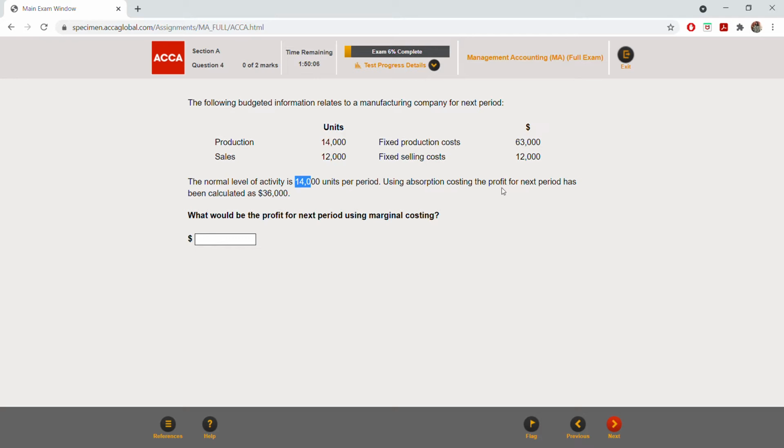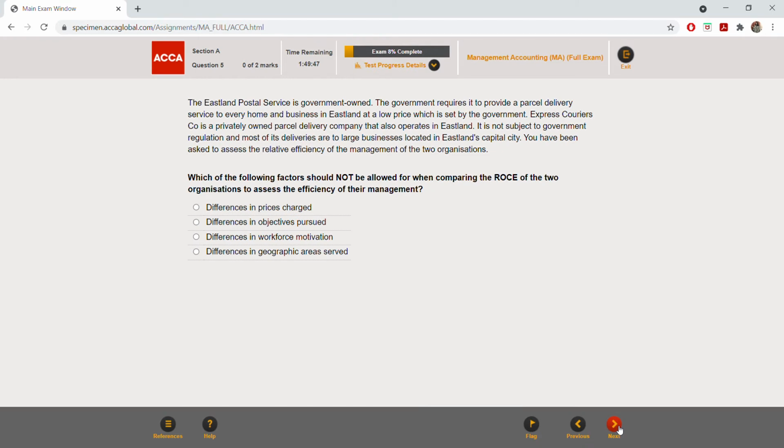Here they have given you the profit under absorption costing, which is 36,000. They told us that under marginal costing it will be less. So 36,000 minus 9,000 is 27,000. Right? Which is correct. Next.